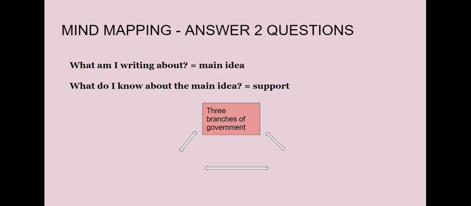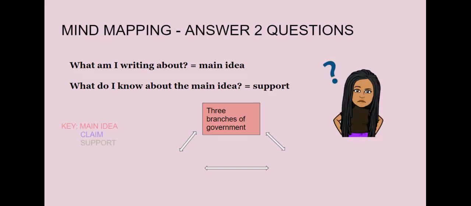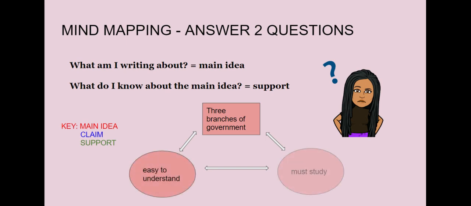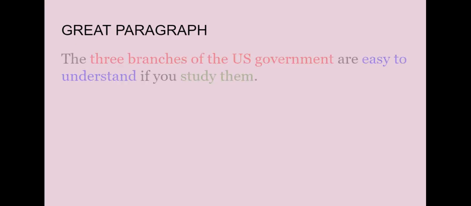So let's say we were wanting to write a paragraph about the three branches of government. Well, let's start with a topic sentence. What do we know about the three branches of government? I think we know that we have to study the three branches of government in order to really understand them. So, if we know the main idea is three branches of government, and if our claim is that we have to study, and the support is that it makes it easier to understand the three branches of government when we do that, let's look at a great topic sentence for what we just talked about.